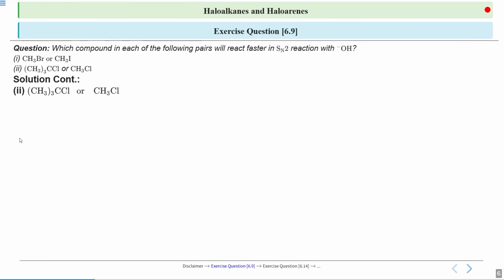Now let's see the second part of this question, that is (CH3)3CCl or CH3Cl. You can clearly see that in these two molecules we have different alkyl groups. Here we have the tertiary butyl group, and here we have the methyl group. Both are different. Now we put a star on this carbon, because on this carbon your hydroxyl ion, your nucleophile, is going to attack or bond.